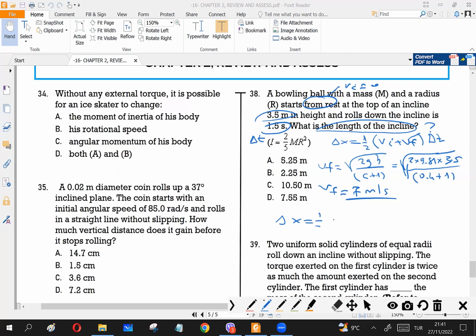Then I can calculate delta x. So 1 over 2, initial is 0, final is 7, times delta t, which is 1.5. So 7 times 1.5 divided by 2, and it's going to be 5.25 meters.